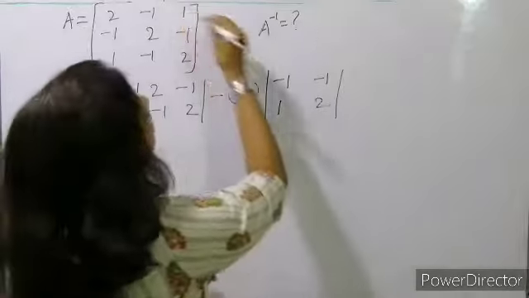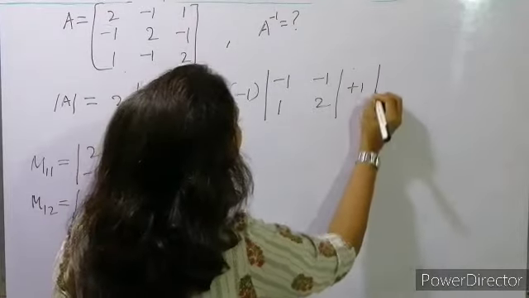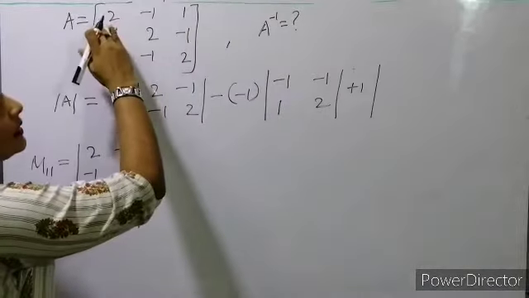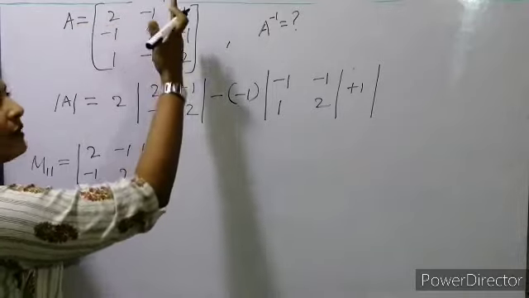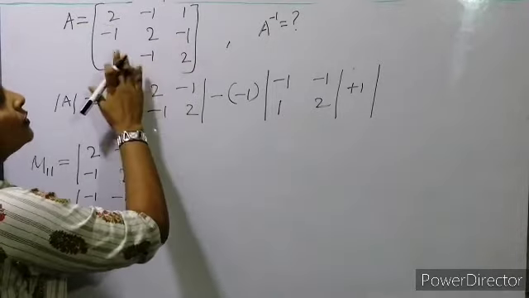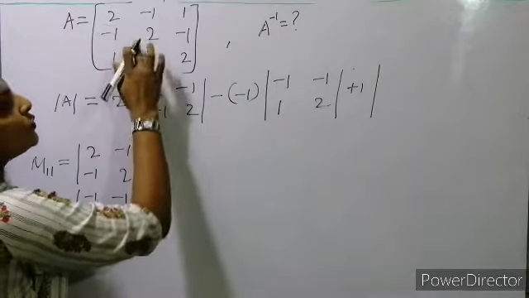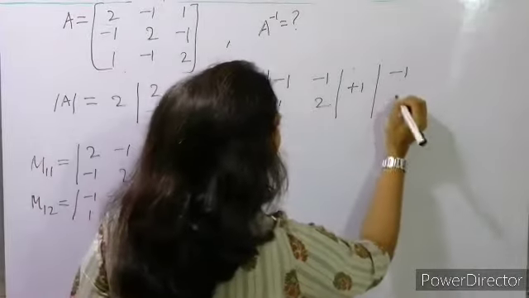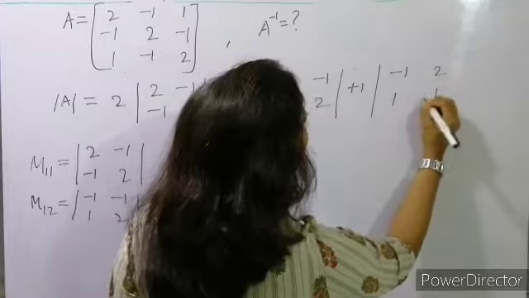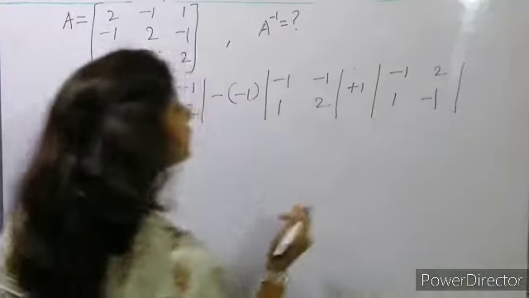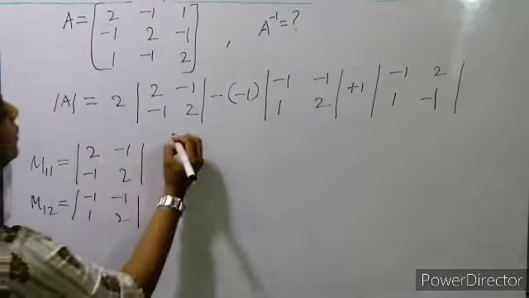Now the third one, 1 plus 1, and when we take away the first row and the last column, what is left behind? These values. Okay, -1 1 2 -1 -1 1 2 -1. Now we will find out the determinant.